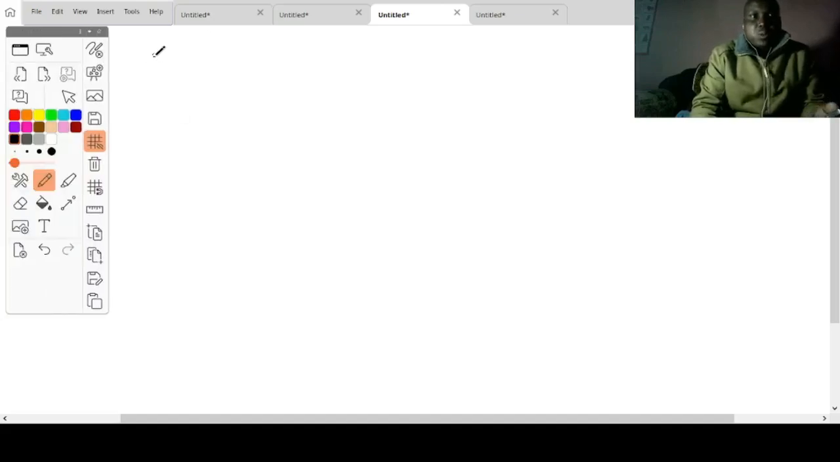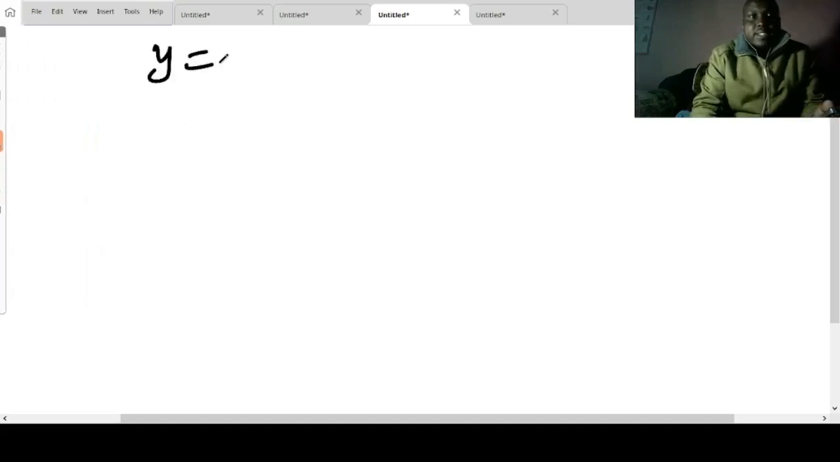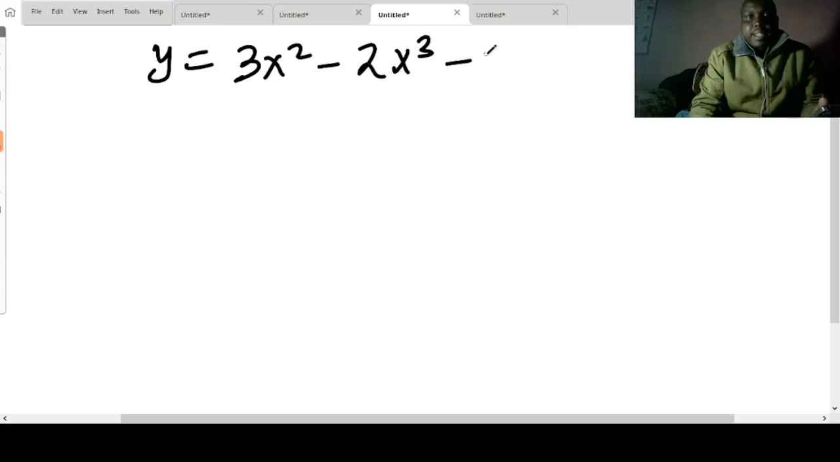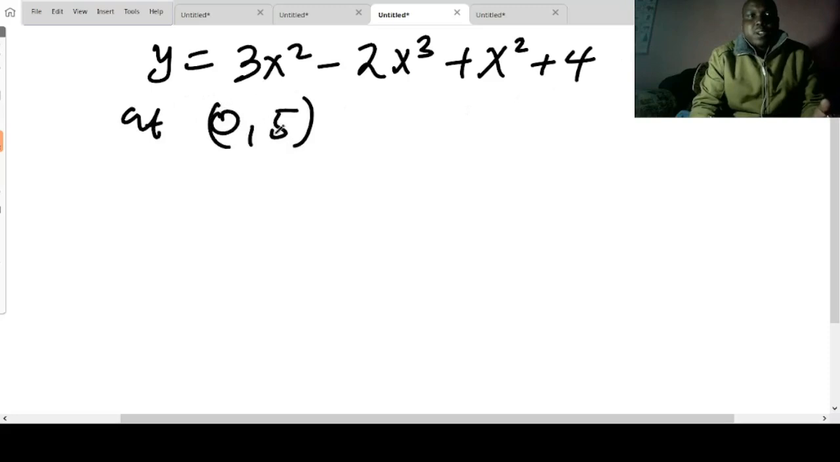Maybe I do one more. If I have y is equal to 3x squared minus 2x cubed plus x squared plus 4 at 0.5. So find the gradient. The question will be the same. Find the gradient. So rule number 1, differentiate.